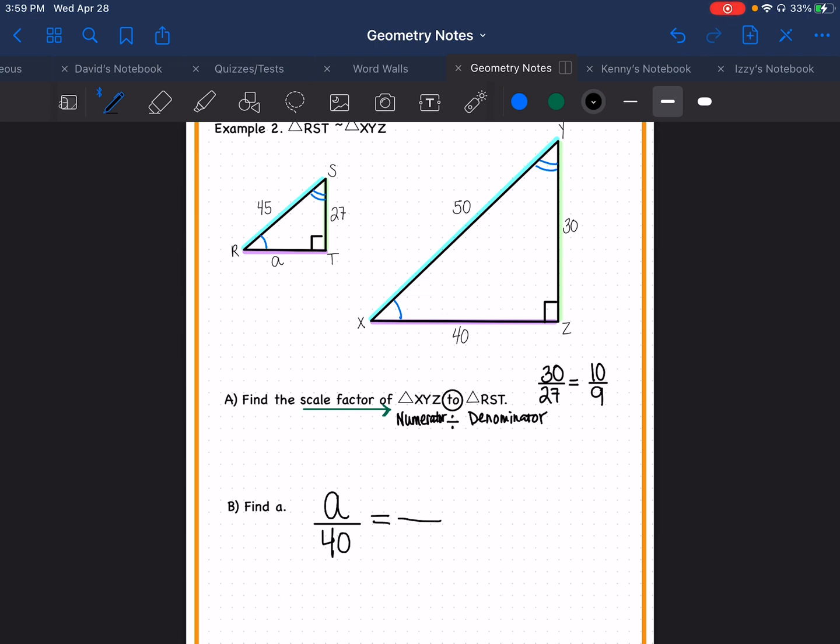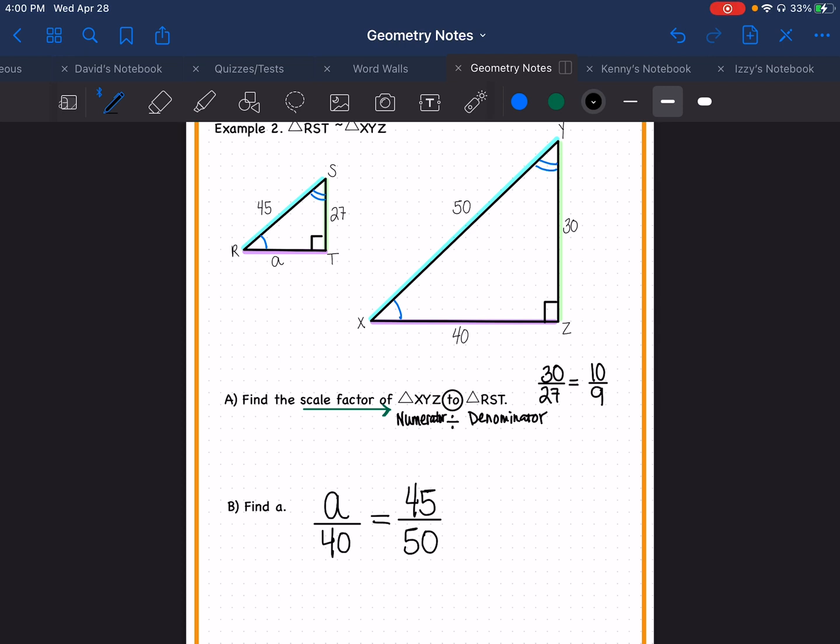Then what I'm going to do is make the same type of fraction with the next one. So notice what I'm doing is the top is the small triangle and the bottom is the large triangle. So I have to do small triangle. I can pick 45 or I can pick 27. I'm going to do 45 this time. And then I have to put the large triangle in the denominator. Now, this is just one way that you can set them up. And 45 goes with 50.